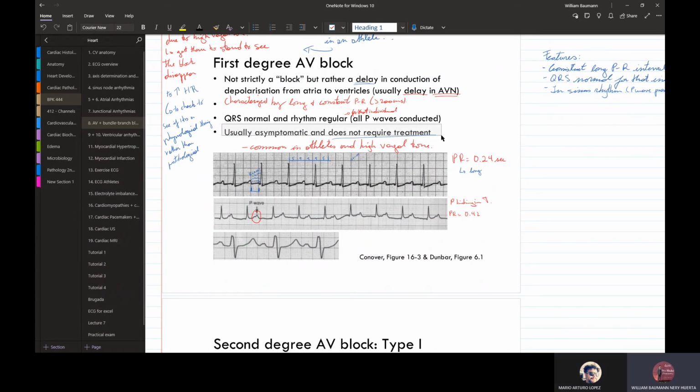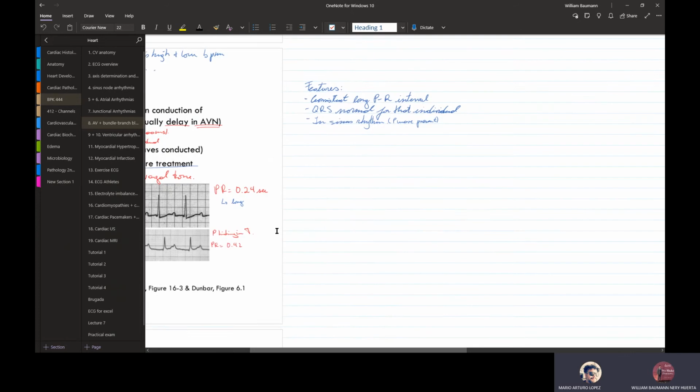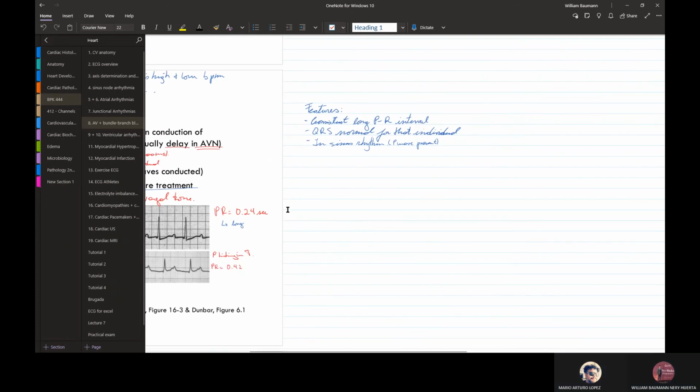For the first degree AV block, it's usually asymptomatic. That's why endurance athletes do not have any symptoms. It is very common in athletes. And because they're athletes, they're going to have a high vagal tone. So there's going to be more PNS activity, parasympathetic. And that makes sense. So a consistent long PR interval is what we're looking for. The QRS is normal for that individual, and it's going to be a sinus rhythm, meaning we're going to see that P wave.